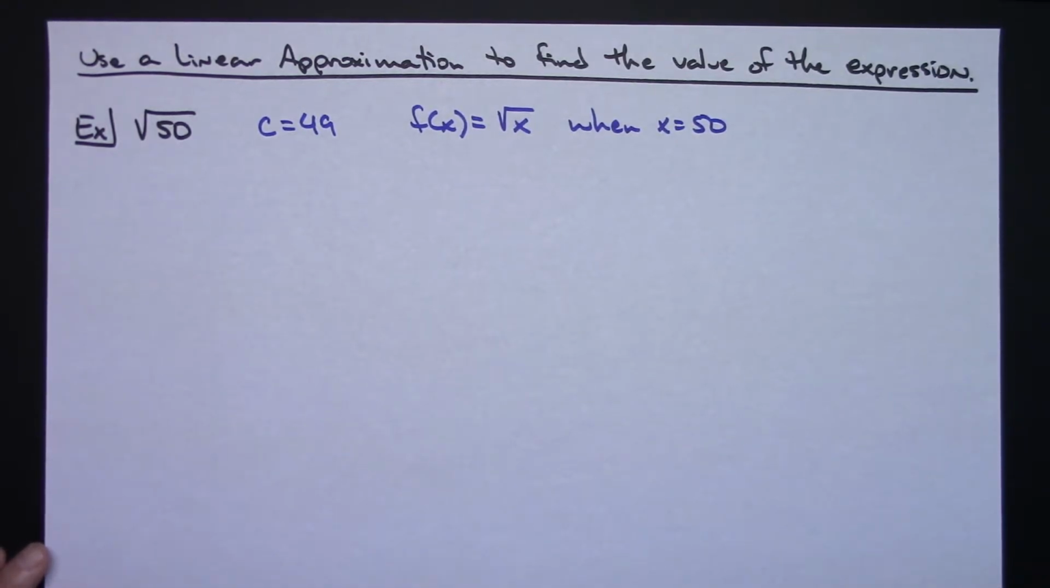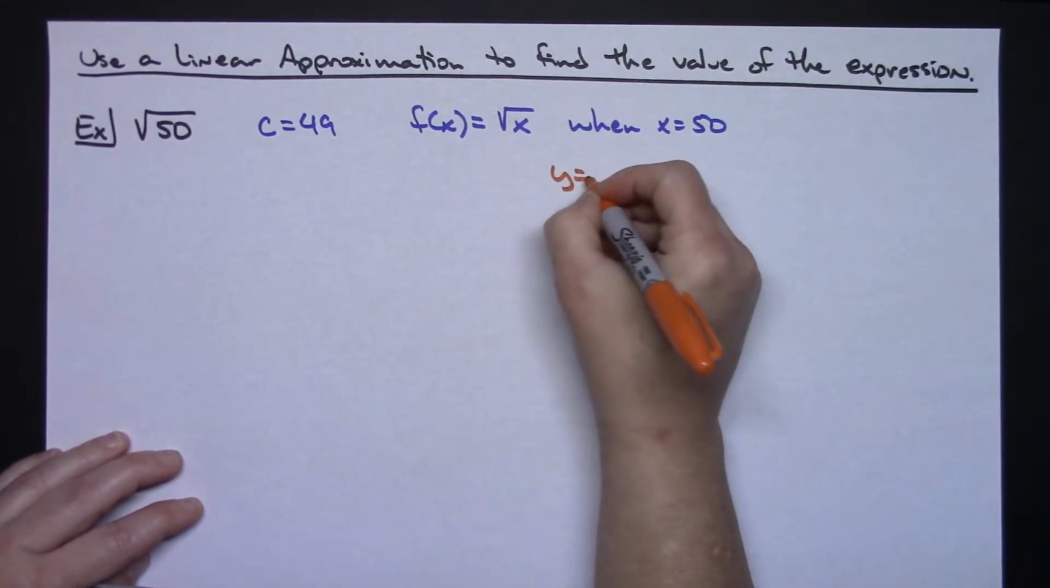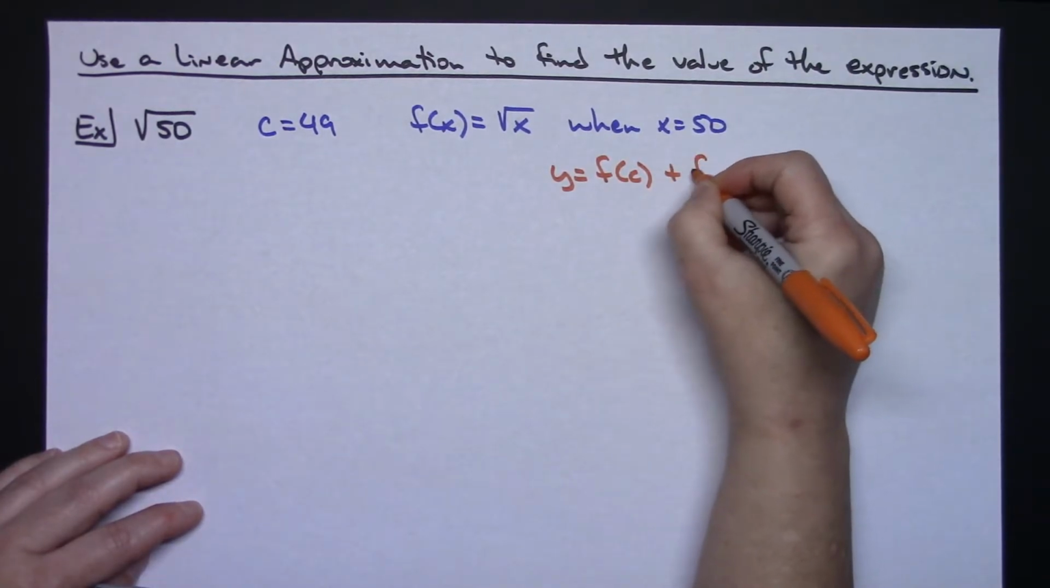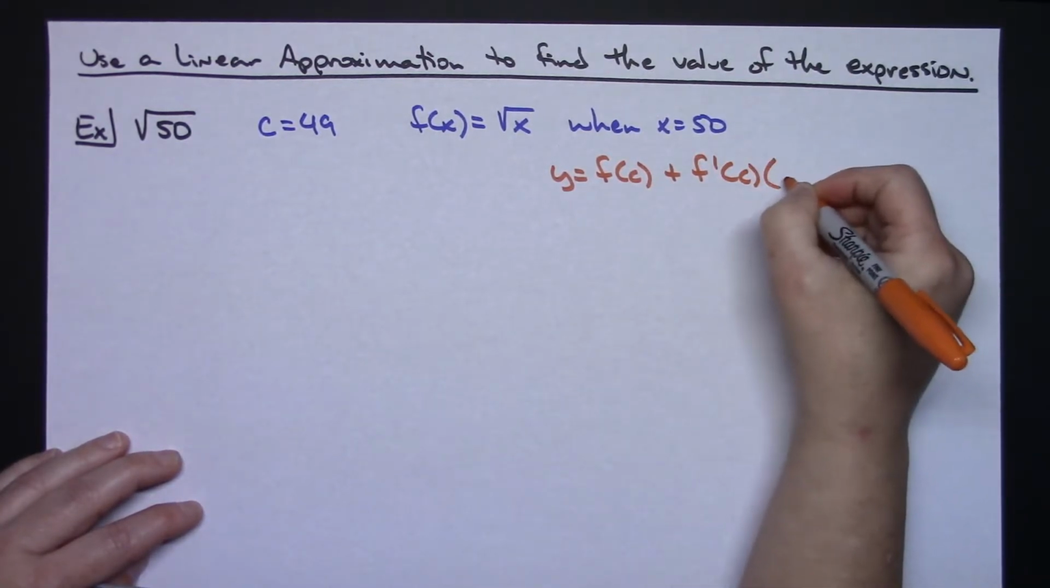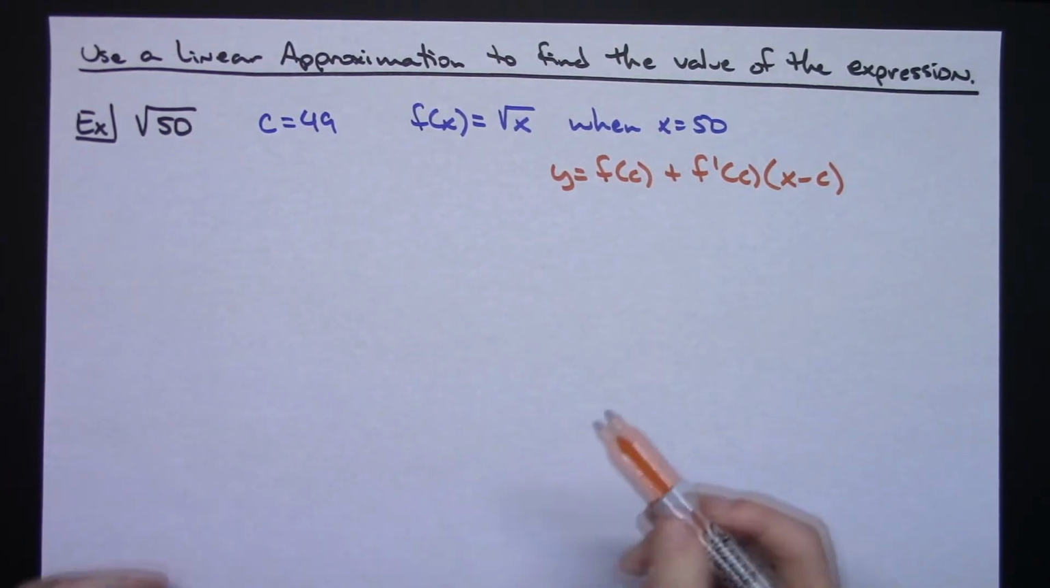Now I can put into play that linear approximation formula. So let's go ahead and write that down over here somewhere. Let's do y equals f of c plus f prime of c times x minus c. So there's my formula that I'm going to be working on here.